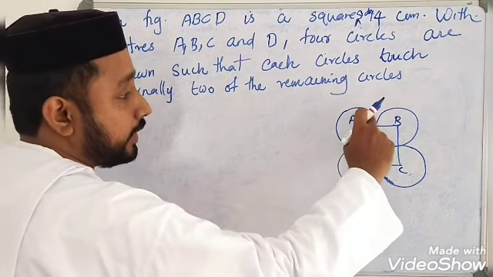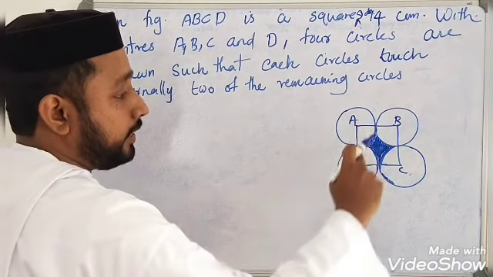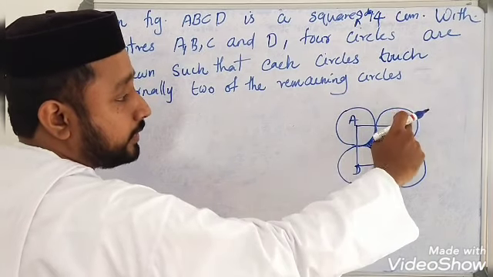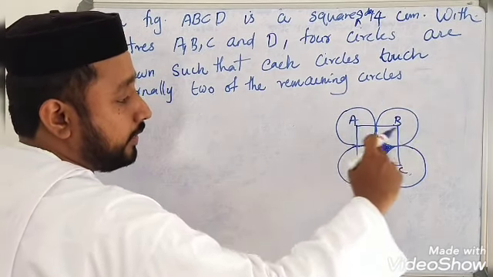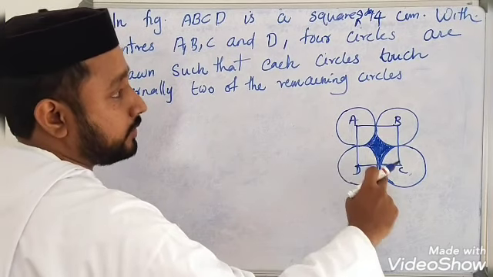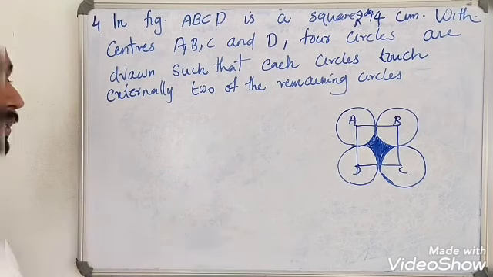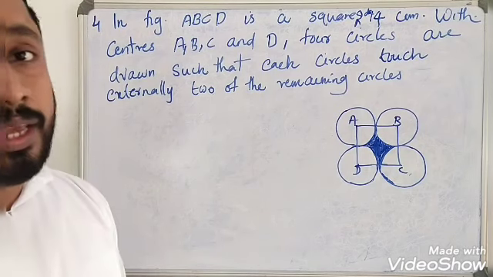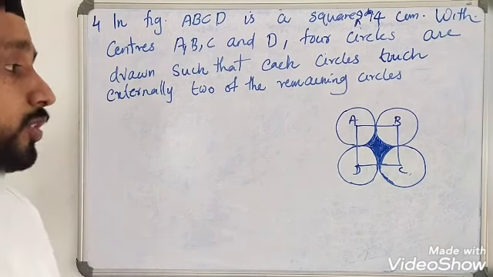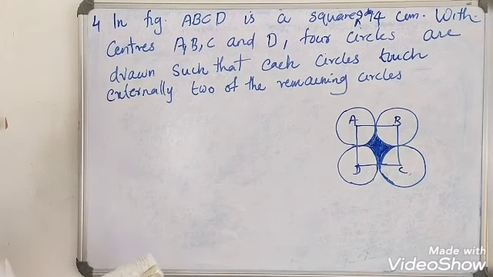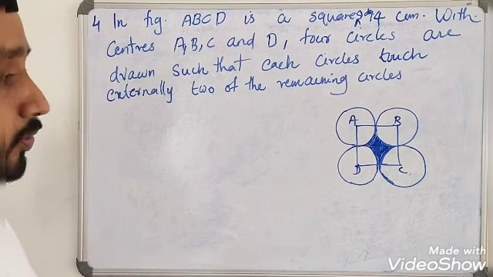So this circle touches this circle and this circle. This circle touches this circle and this circle. This circle touches this and this. So each circle touches externally 2 of the remaining circles. We have to find the area of the shaded portion.